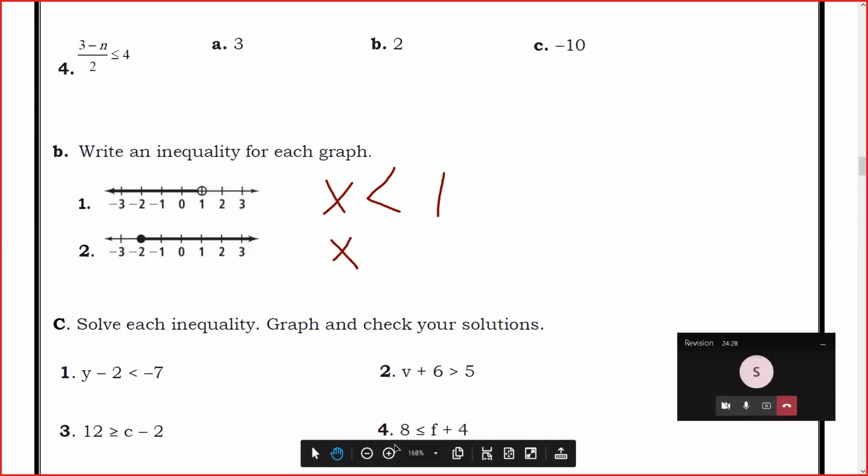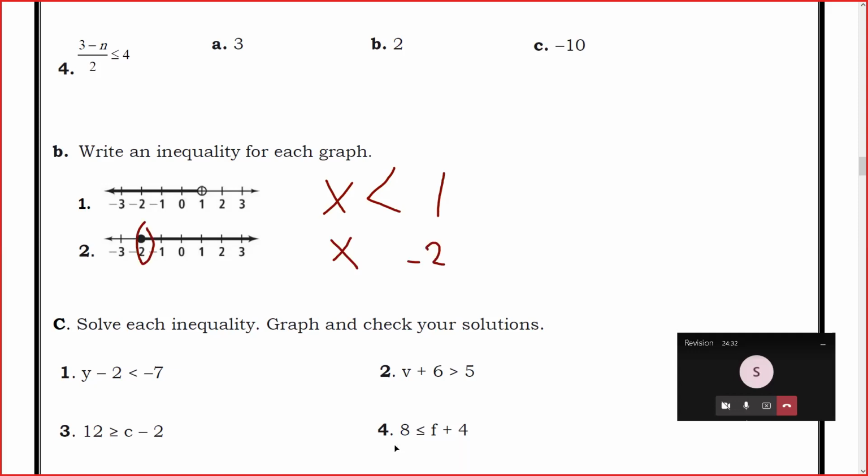X, and the circle starts from negative 2. Now the values here, negative 1, 0, 1, 2, 3. So are they less or greater than negative 2? Greater, thank you. Now look at the circle. Is it closed or open? Closed. So we're gonna add equal. So it will be x greater than or equal negative 2.